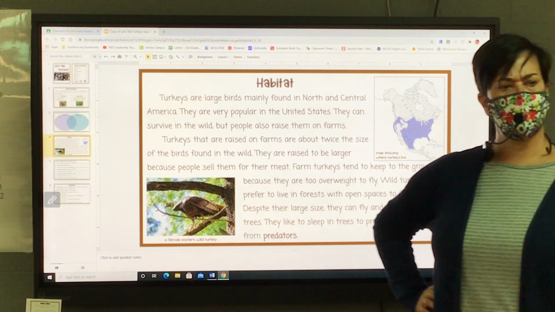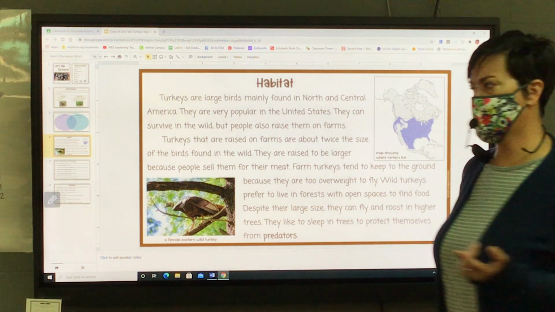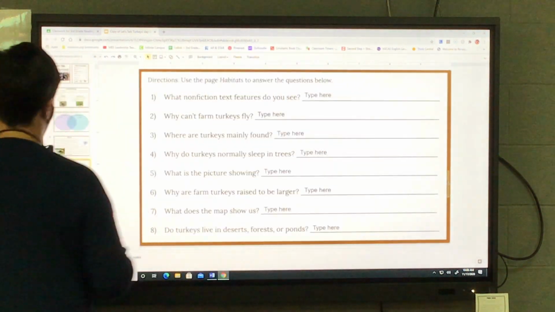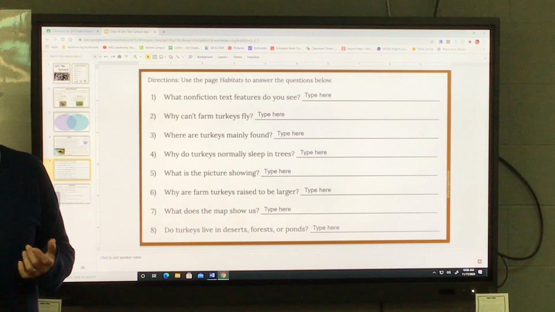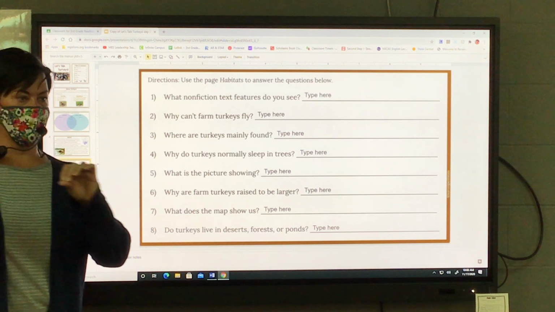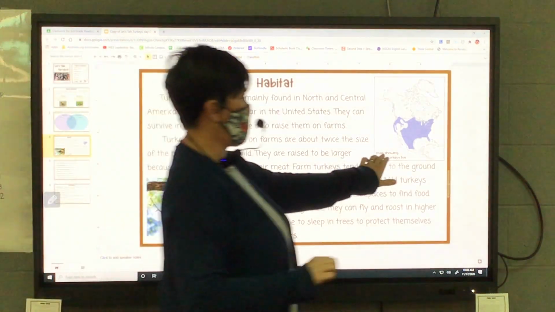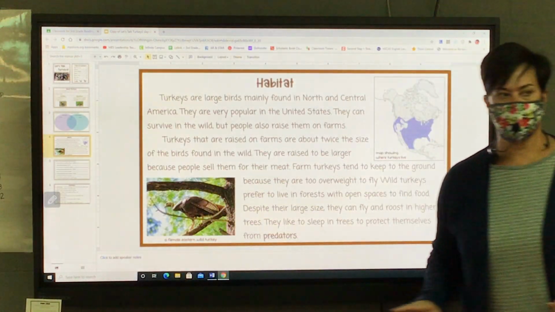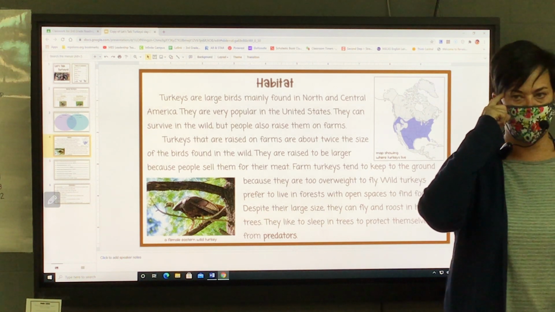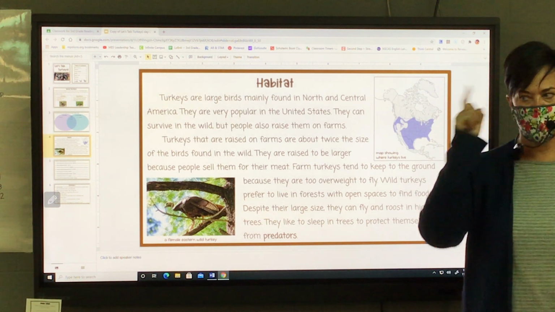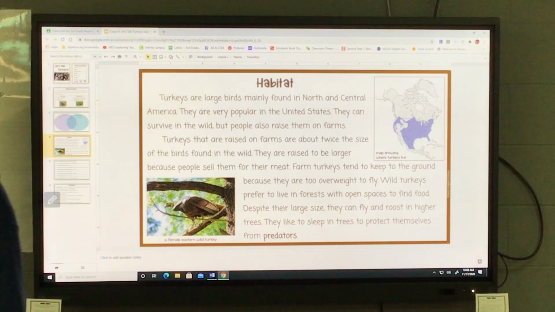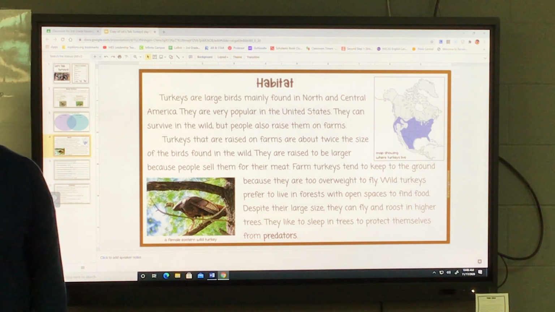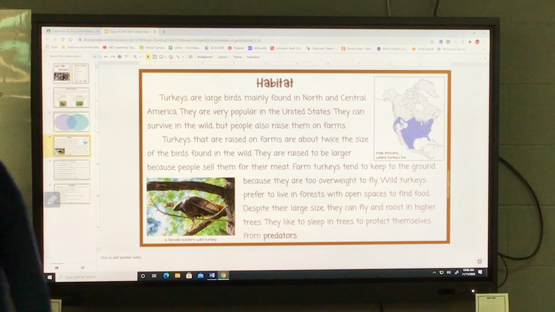I think, was that question 1? If we go back to our slide 5, what nonfiction text features do you see? What did I call those pieces of information underneath the map and underneath the picture? What were those called? Connor? Begins with a C. Caption. There you go, caption.